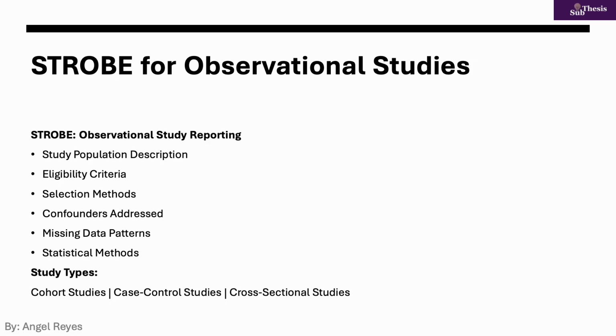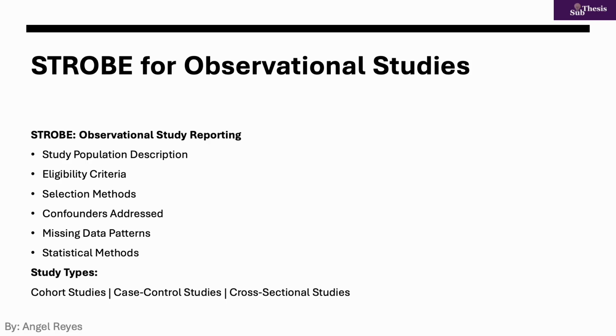STROBE emphasizes describing your study population clearly, eligibility criteria, sources, and methods of selection, follow-up methods. Readers need to judge whether your sample represents the population you're generalizing to. It requires detailed reporting of potential confounders and how you address them. Did you measure them? How? What didn't you measure, and why? This honesty about limitations helps readers interpret findings appropriately.